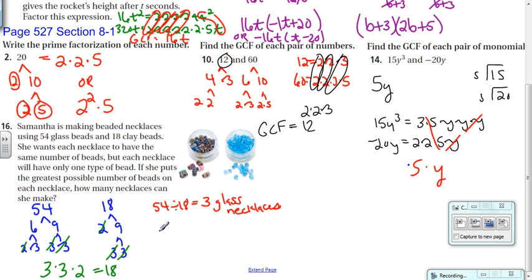And then she has 18 clay beads, so if you do 18 divided by 18, you're going to get 1 clay necklace. And it says how many necklaces can she make? So altogether, 3 plus 1, she can make 4 necklaces.